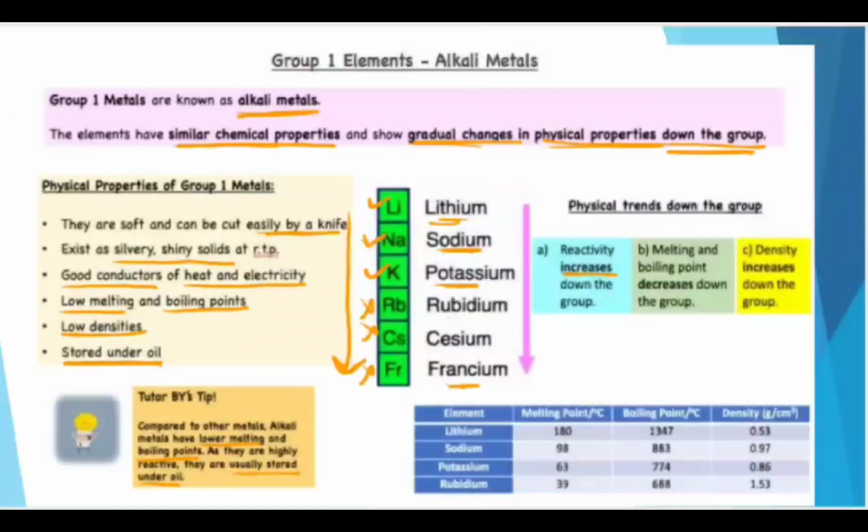Down the group, the melting and boiling point also decrease. So lithium will boil at a higher temperature as compared to potassium, which is easily boiled. The density increases. So potassium is denser than lithium.